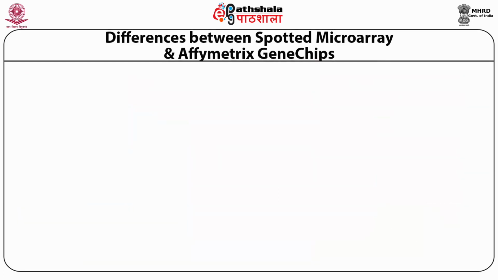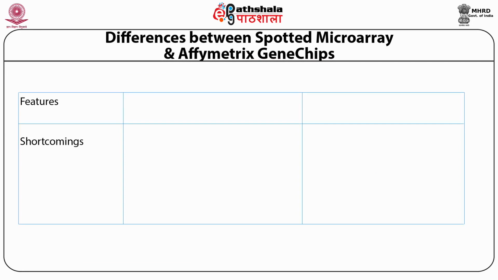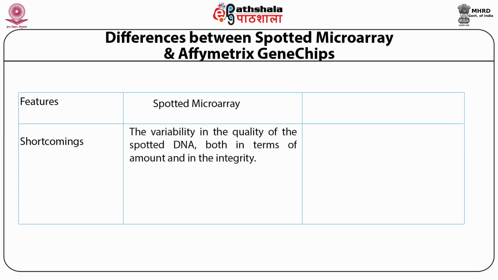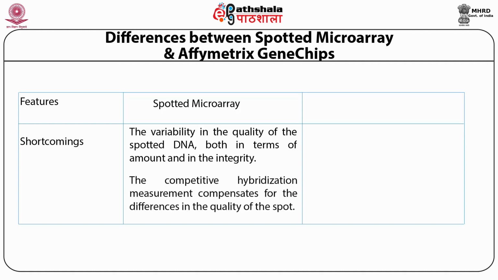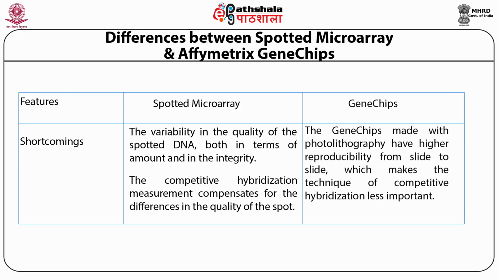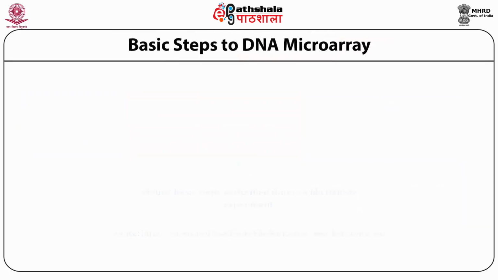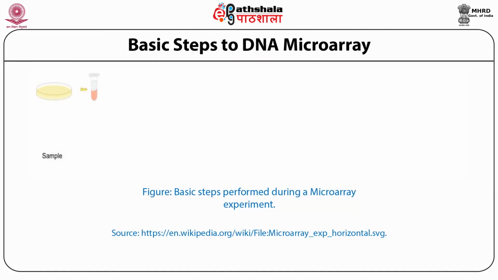But if we talk about the shortcomings of the two techniques, in spotted microarrays there is variability in the quality of the spotted DNA, both in terms of amount and integrity. The competitive hybridization measurement compensates for the differences in the quality of the spot. The GeneChips made with photolithography have higher reproducibility from slide to slide, which makes the technique of competitive hybridization less important. Basic steps to DNA microarray.